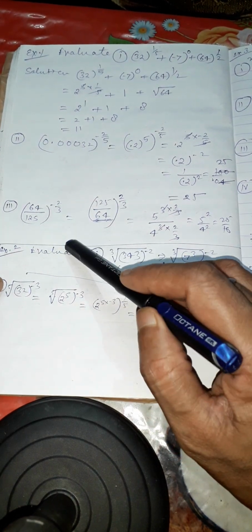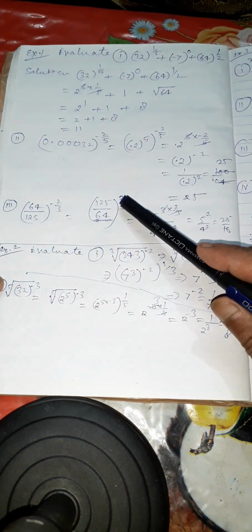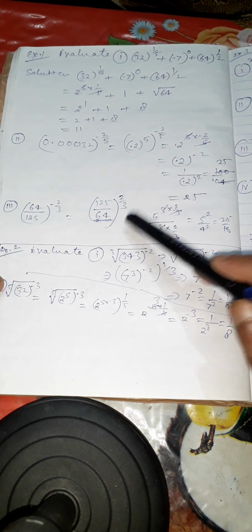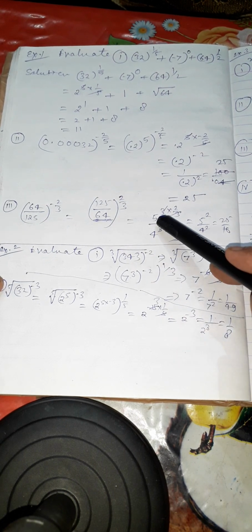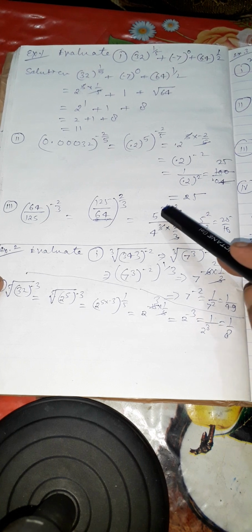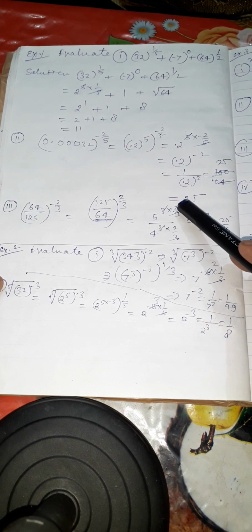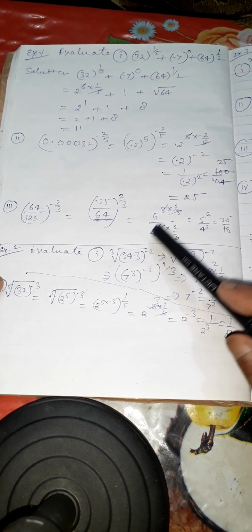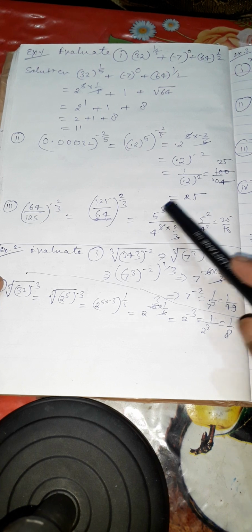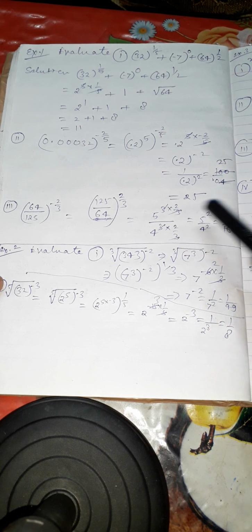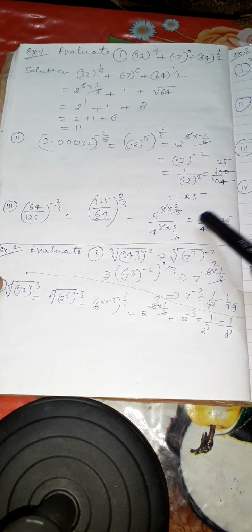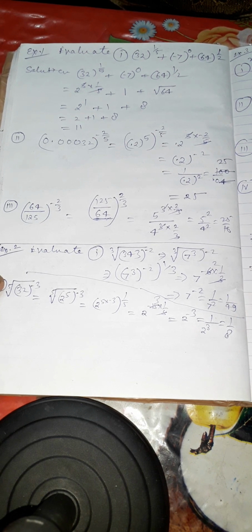64 upon 125 to the power minus 2 by 3. It becomes 125 upon 64 to the power 2 by 3. 125 means 5 to the power 3. 5 to the power 3 multiplied by 2 by 3, and 4 to the power 3 into 2 by 3. Both 3s are divided. Then ultimately we get 5 to the power 2 upon 4 to the power 2, which means 25 upon 16.